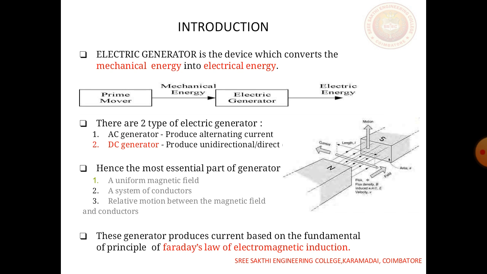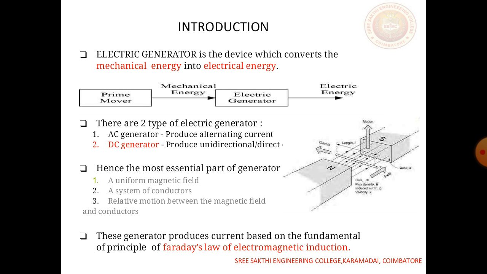So, this is an introduction to generators. An electric generator is a device which converts mechanical energy into electrical energy. This is a simple block diagram showing how mechanical energy is converted to electrical energy. A prime mover, which may be wind, air or anything else, moves a turbine. The turbine gives mechanical energy, and the electric generator converts that mechanical energy into electrical energy.